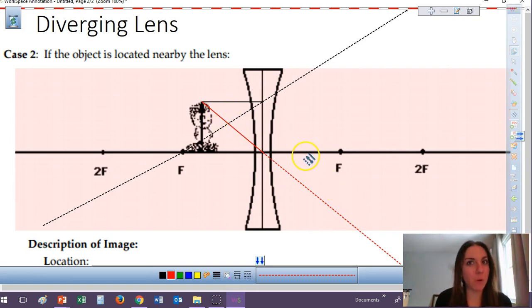Here's the tricky part about this. This is really confusing, so I'm going to try to make it as clear as possible. Remember, this is the diverging ray. These two rays will not make an image, so we need to go backwards. It's just a coincidence that the ray that went this way is the same ray that goes backwards.